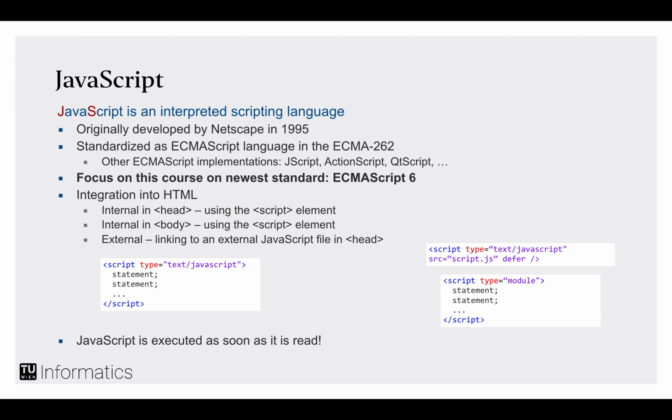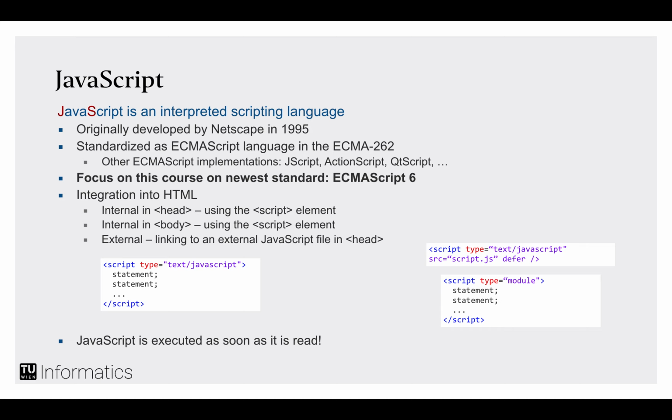So let us get started with the core language itself. JavaScript is an interpreted scripting language, meaning that it's not compiled. When the browser, specifically in our case, reads the language, it interprets the language and executes it within a virtual machine in the browser. It was originally developed by Netscape very early on in 1995, but it's seen a lot of development over the years. And it's now standardized as the ECMAScript language. There are other ECMAScript implementations, but we're looking at JavaScript in this course in general. The focus of this course is specifically on the newest standard of ECMAScript, namely ECMAScript 6.